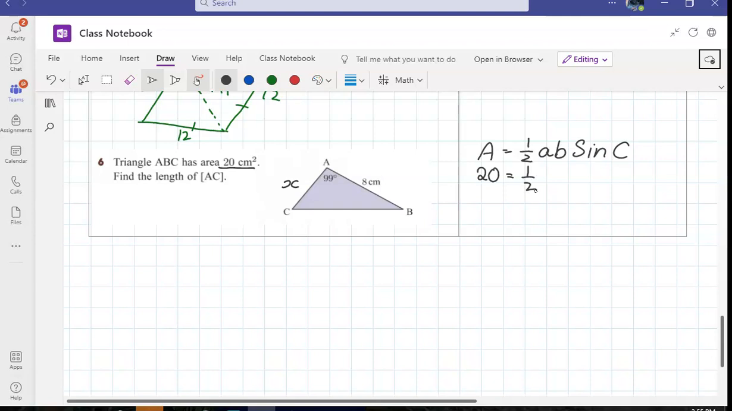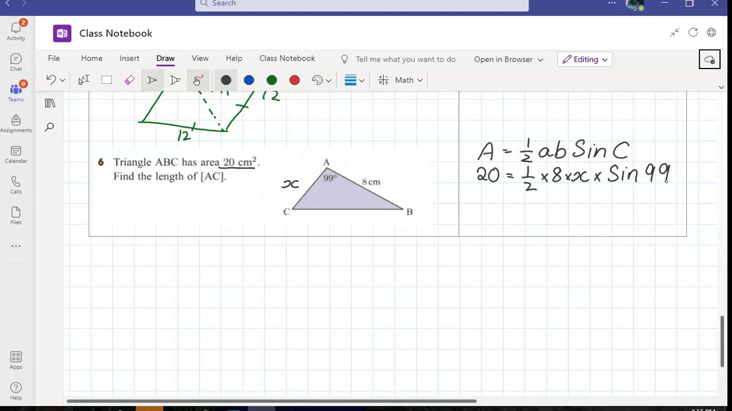X and 8. Are you okay if I write 8 and then times X? It doesn't matter if you write times X times 8. And then times sine of our angle. What is our angle? 99. Not 86, but 99. Correct?